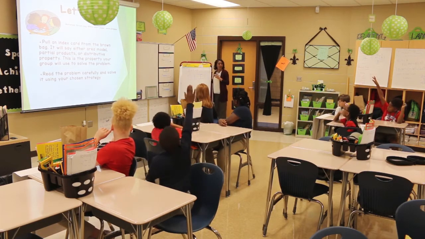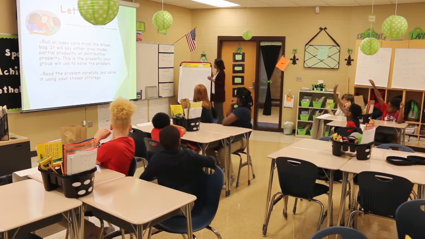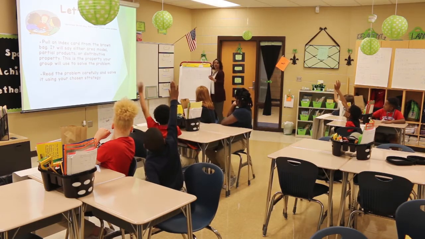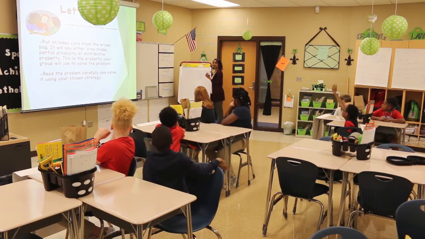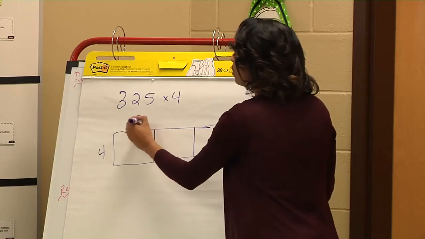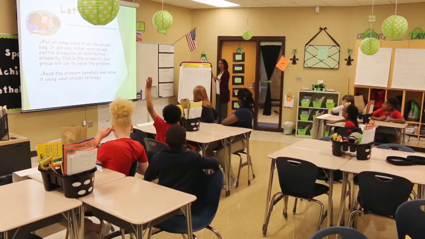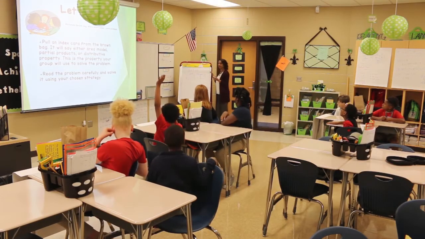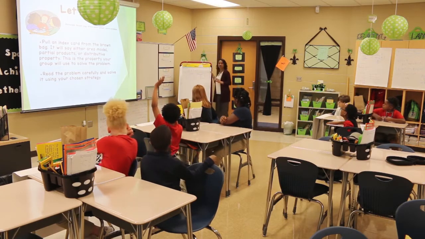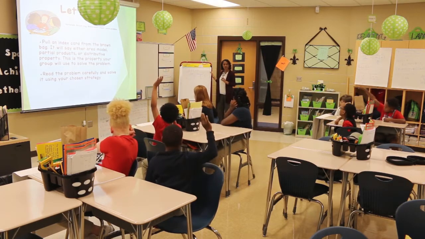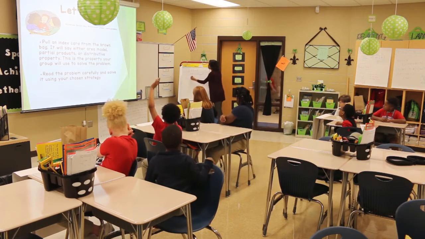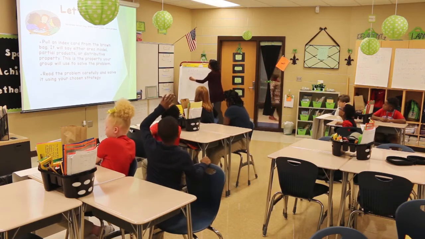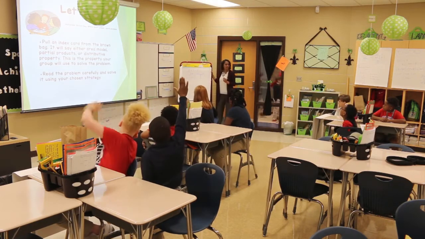What number am I going to put on the outside? 4. What number should I put up here? 300. What number next? 20. What number should I use next? 5. What should I do first? Put the 2 zeros. Very good. What are you going to do next? 4 times 3. Which is what? 12.